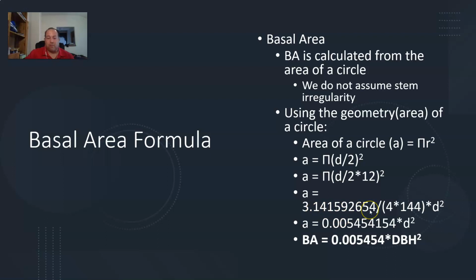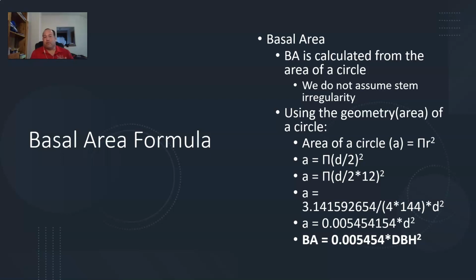So now we've got pi, which we'll take out to 3.14159265. You can keep going if you want to. Probably you're good enough at 3.14, or if you want to be even more exact, 3.14159. And then if we square all that, 2 becomes 4, 12 becomes 144, and then times whatever our diameter is. So if I take 3.14159265 divided by 4 times 144, I get 0.005454154 times d squared, which is our simplified basal area formula.